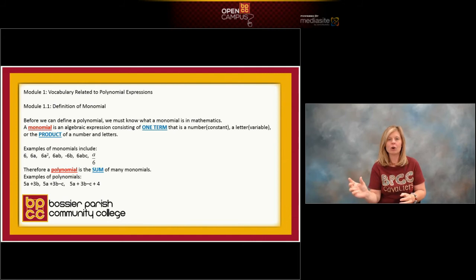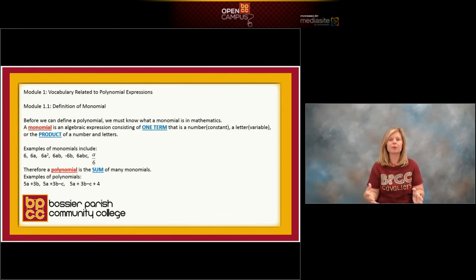6ab is a monomial. So again, because the number 6 is connected to the A and B by multiplication, that's a monomial. That's one thought. That may be 6 awesome blueberries. Negative 6b is one thought. That may be negative 6 bananas. 6abc is one thought. So even though there's 3 variables, A, B, and C, that's not 3 separate items. That's one complete thought. So 6abc may represent 6 awesome blueberry cupcakes.